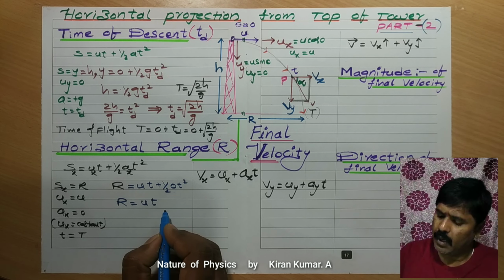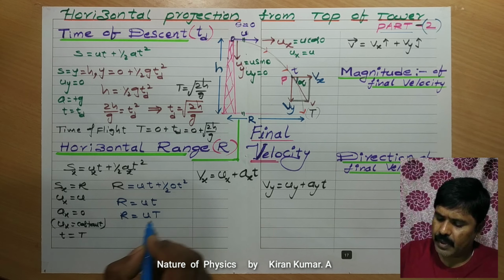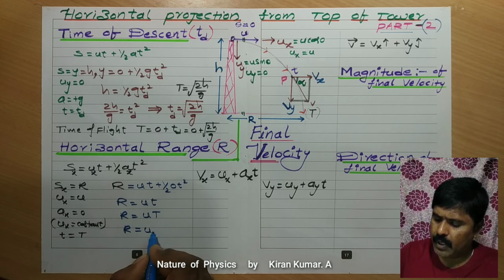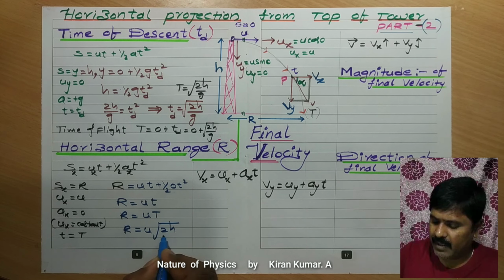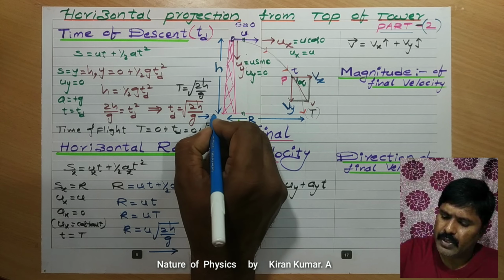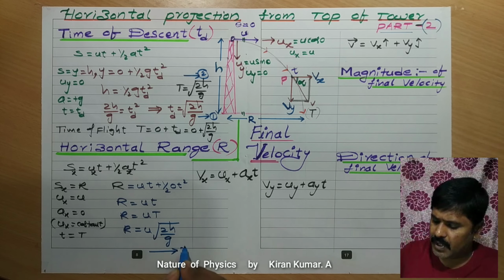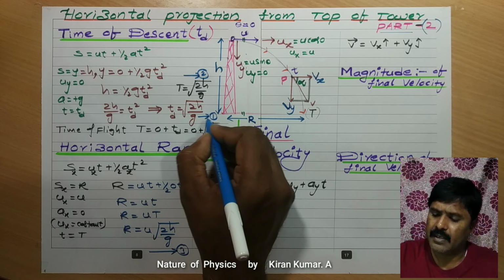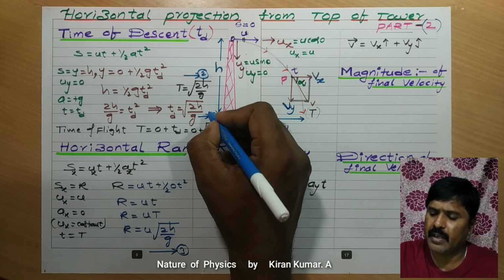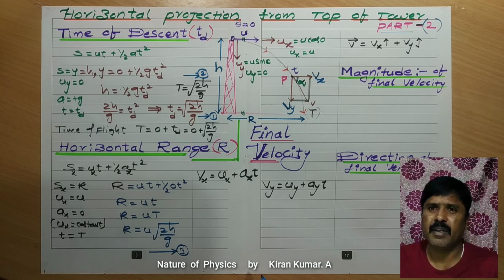Okay, so the t value is the time of flight, student, so R is equal to u into time of flight, so we get R is equal to u root over 2h by g. This is written as equation number 1, student, and this is equation number 2, and this is equation number 3, student. See there, time of descent and time of flight are taken as equations 1 and 2, and horizontal range is taken as equation number 3, students.